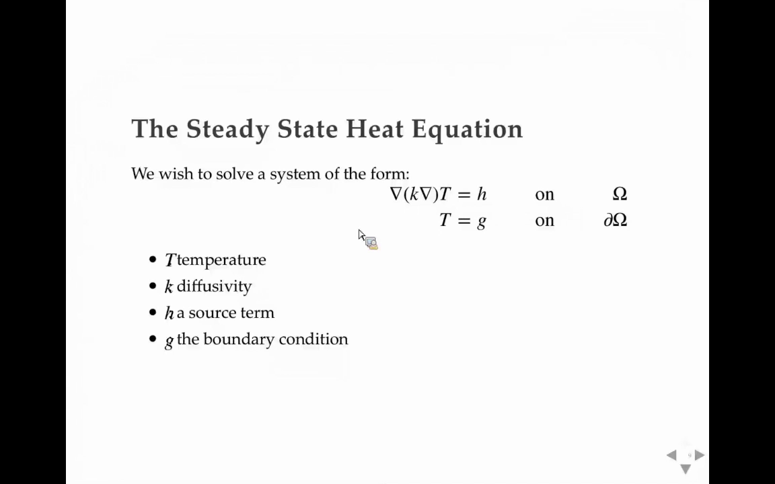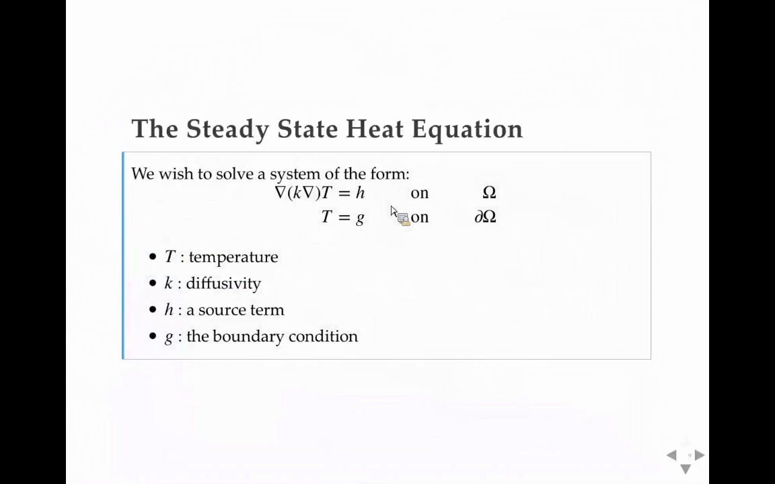Let's have a crack at actually setting up. So we've got an equation of this form with this boundary condition here. T is our temperature, we've got diffusivity, you've got a heat source you can add, and G is the boundary condition that we're going to define.